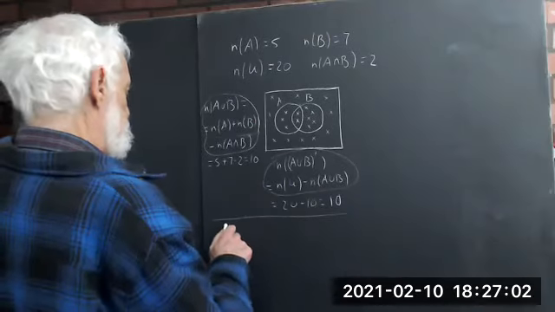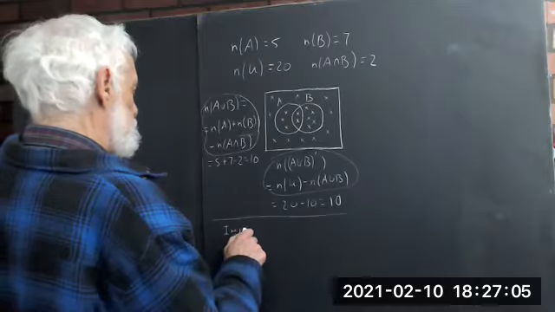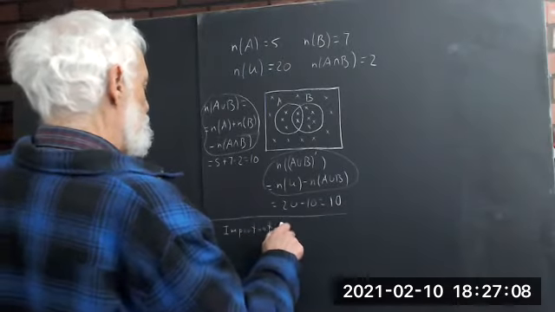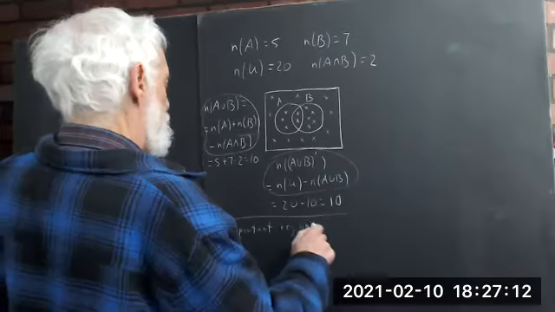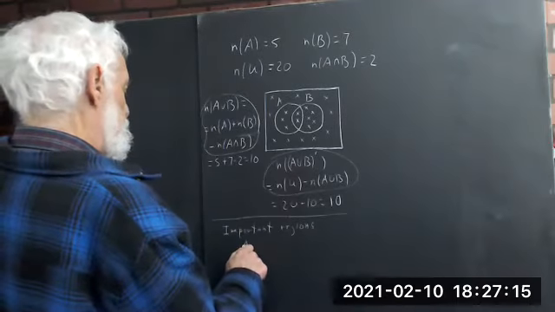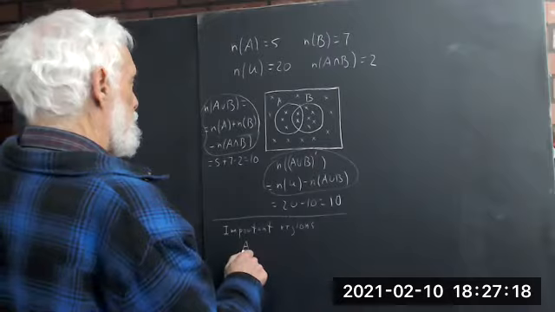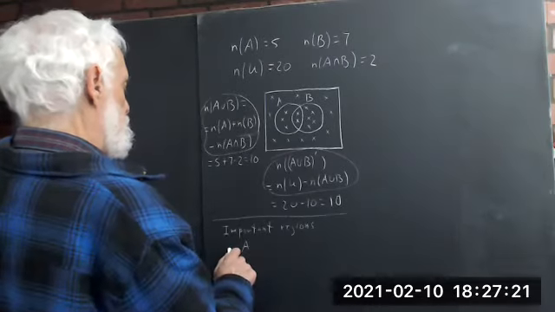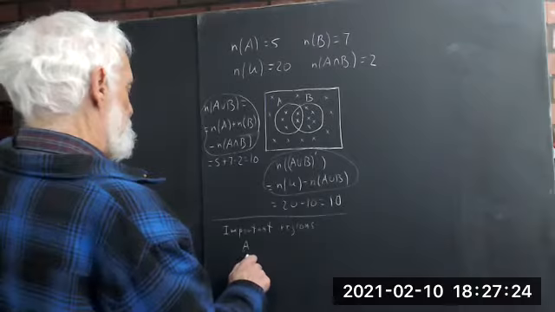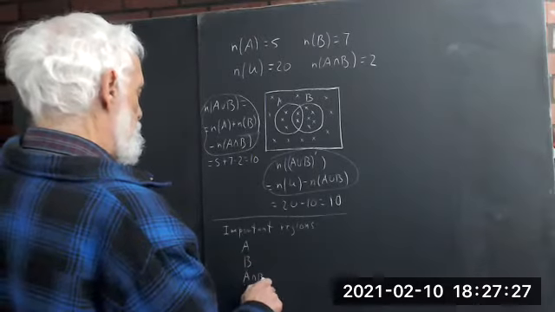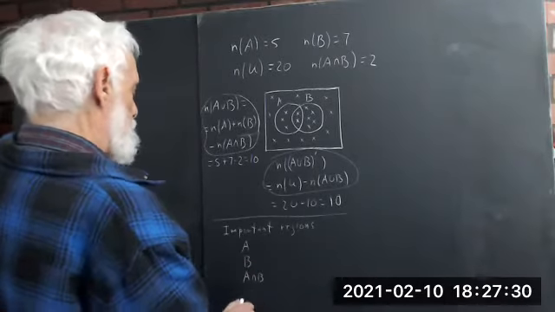So you've got A, B, A intersection B, A union B, and U. If you know the number in 4 of those, you can find the number in the 5th.